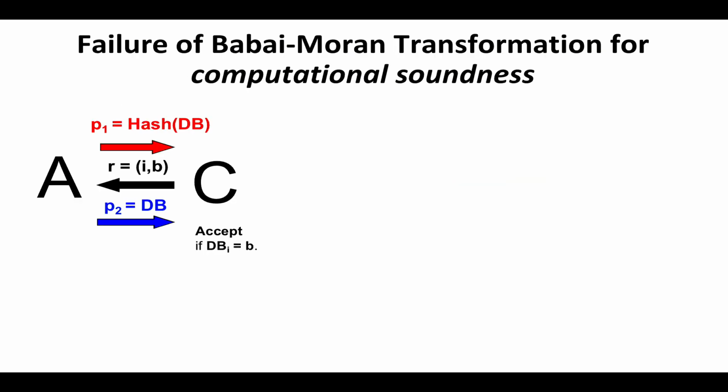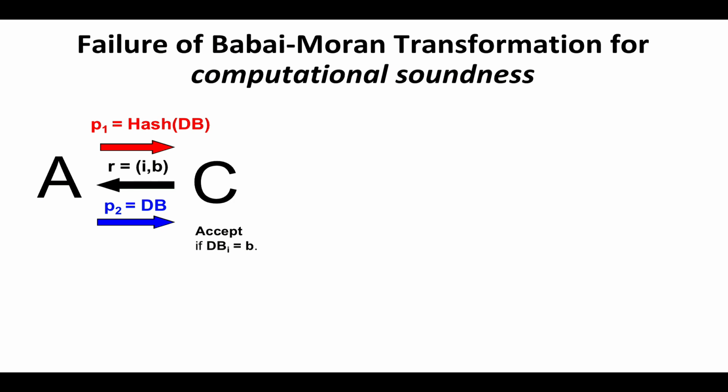And this is not just a failure of the proof techniques. You can actually come up with puzzles where, if I apply Babai-Moran to them, it's not going to work. So here's a very simple example, just to give you some intuition. Here's a 3-round puzzle. In the first round, I need to hash a database. So it's a huge database, and you need to hash it down.